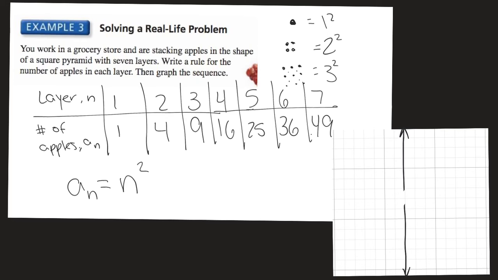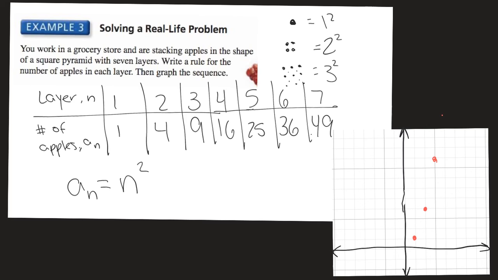All right, so I should actually make this line a little lower, just so I can fit more on. All right, red, because we're doing apples. All right, 1, 1. How come I don't have a layer 0? Well, that doesn't exist, okay? 2 is at 4. 3 is at 9. I think that's 9. 1, 2, 3, 4, 5, 6, 7, 8, 9. Yep. And then 4 is 16, and then we're already off our graph.